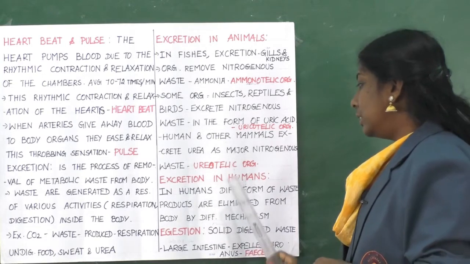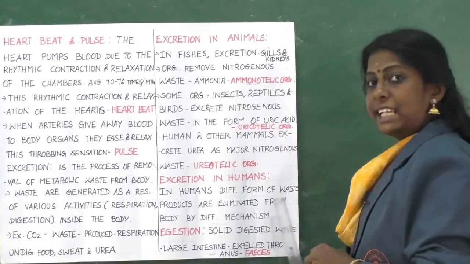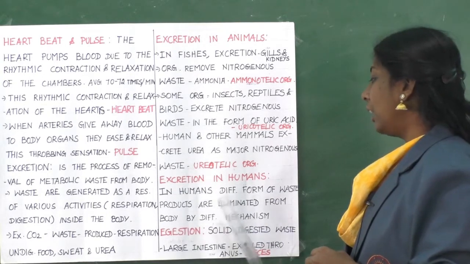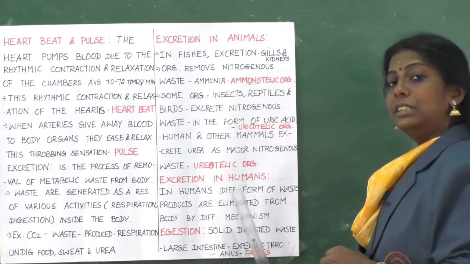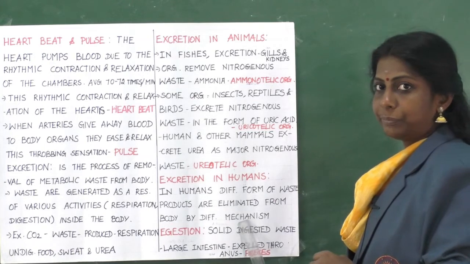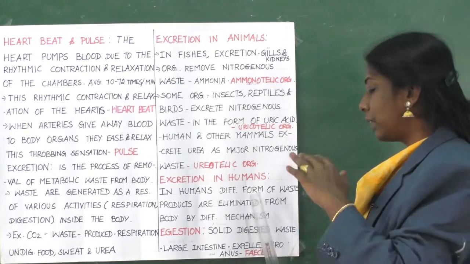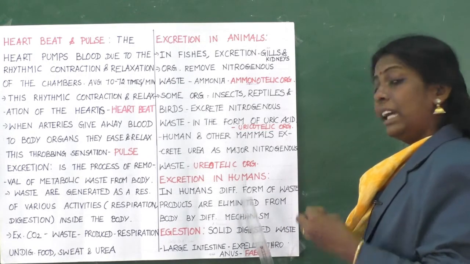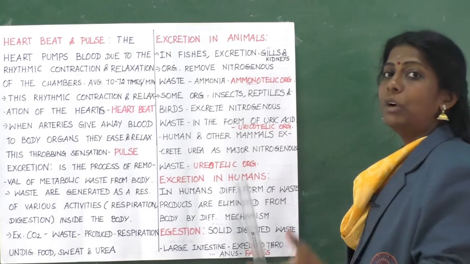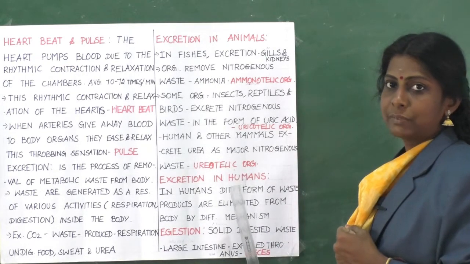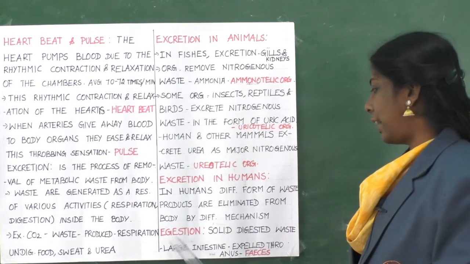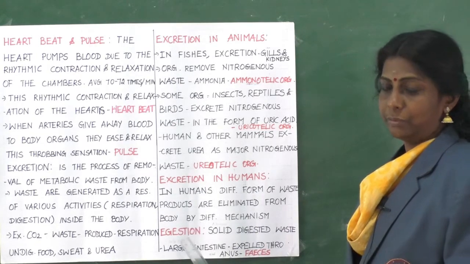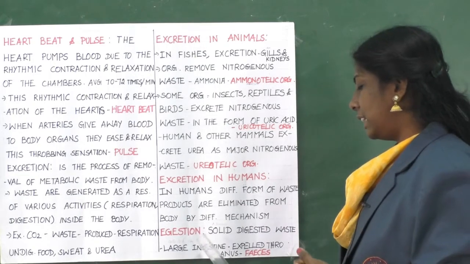In humans, different forms of waste products are eliminated from the body by different mechanisms. So, different mechanisms are carried out where the body is generating and releasing the metabolic waste. So, what are the different steps? How is it taking place? First one, by means of adsorption. Okay, so what do you mean by this adsorption?